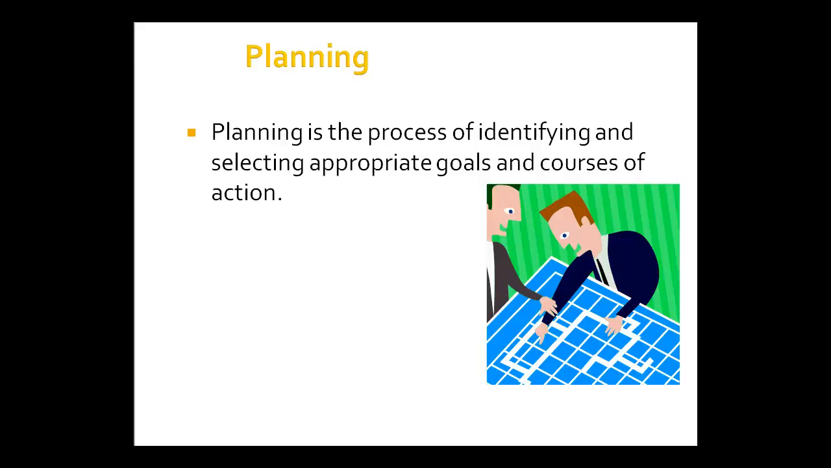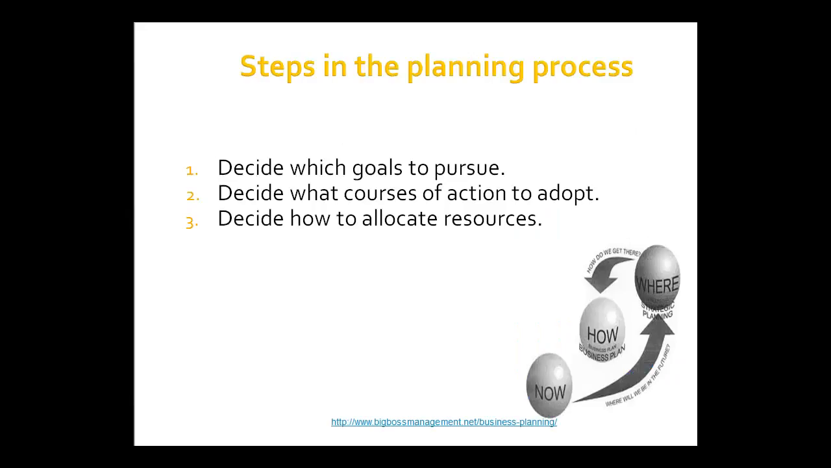The first is to decide on what goals to pursue. Then, managers need to decide on what courses of action to adopt. And finally, managers need to decide on how to allocate resources. So for example, if you're a manager of a car dealership in, say, Victoria Park, Skippers Mitsubishi, and you're planning to increase your sales revenue by 20% in the next financial year. So, that could be your goal.